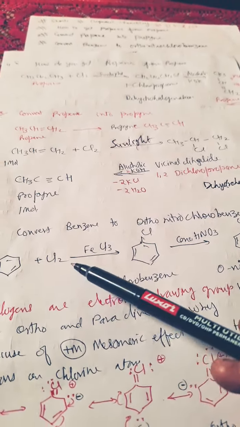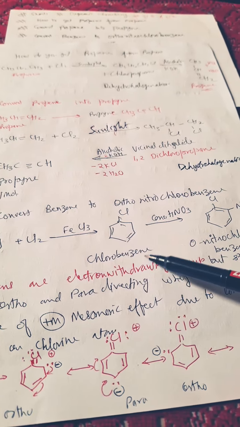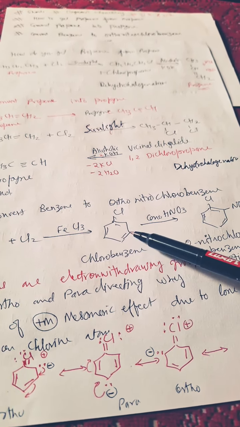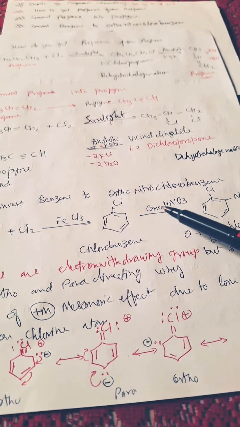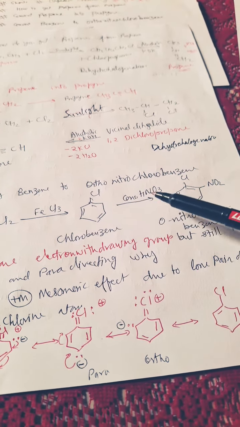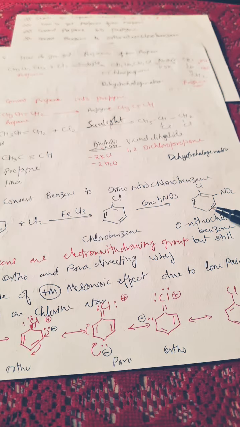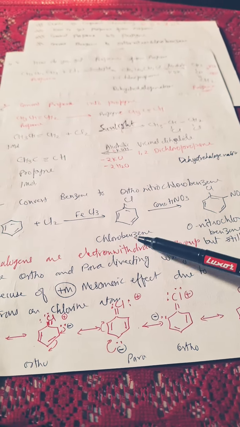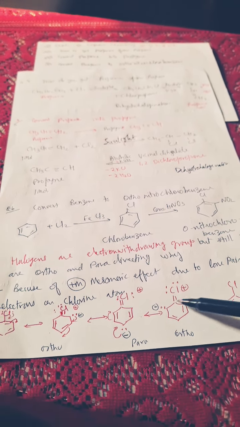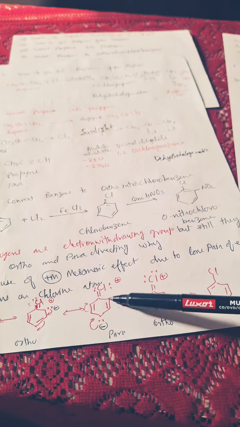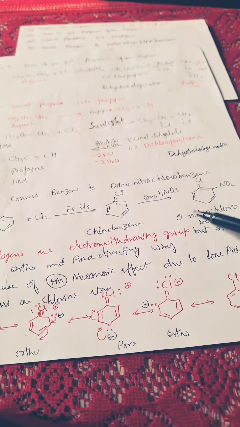So here we will see that chlorobenzene is obtained, and since Cl is ortho and para directing, conc HNO3 when reacting with chlorobenzene, we will get ortho-nitrochlorobenzene. Why are we getting this? Because ortho and para positions are electron rich because of the resonance stability, electron density at ortho is more. So we will get ortho-nitrochlorobenzene.